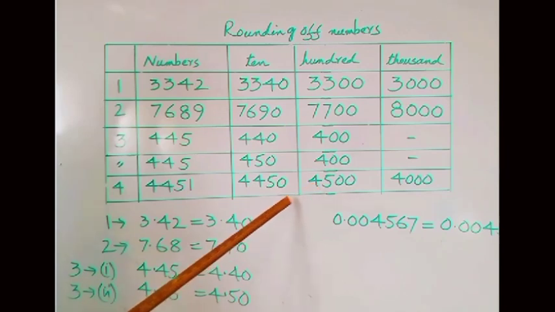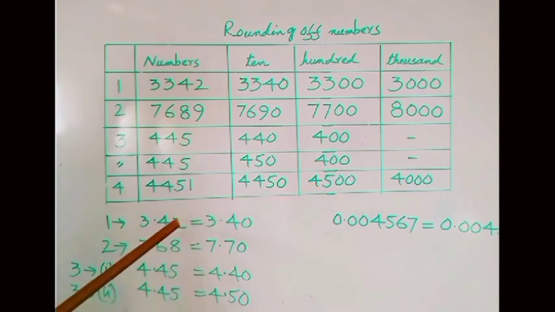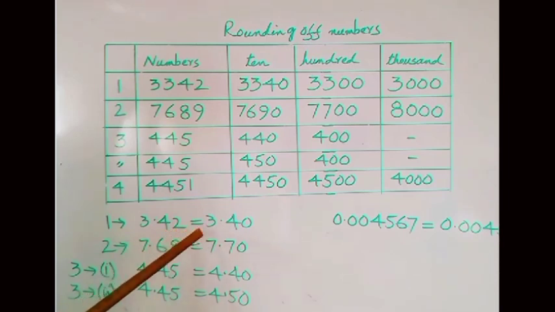Now rules for rounding off decimals. Rule number 1. If the digit to be removed is less than 5, leave the preceding digit unchanged. For example, 3.42 rounded to 1 decimal place is 3.4. Rule number 2. If the digit to be removed is 5 or greater, increase the preceding digit by 1. For example, 7.68 rounded to 1 decimal place is 7.7.